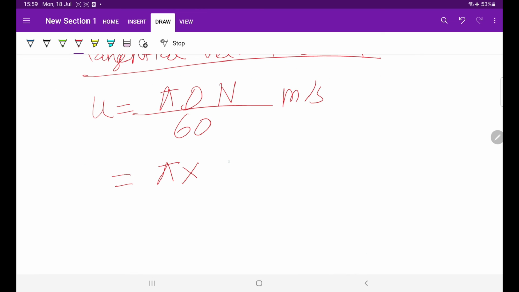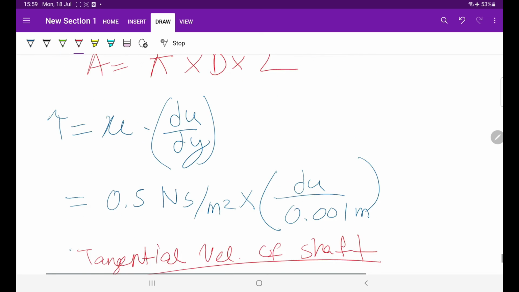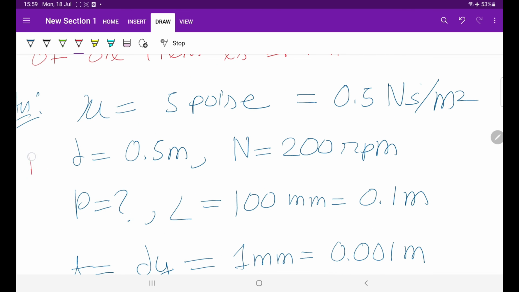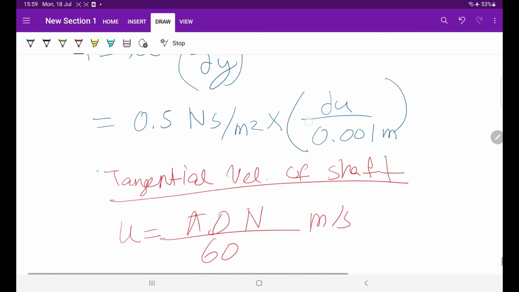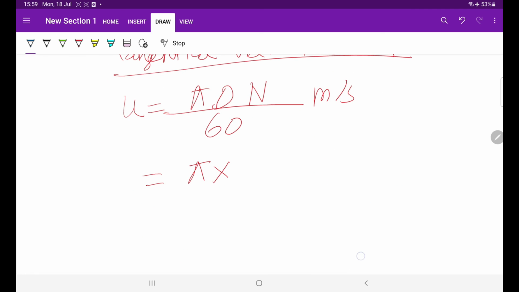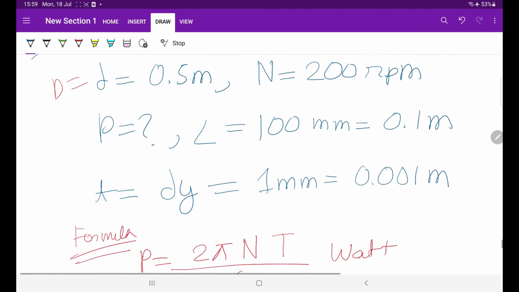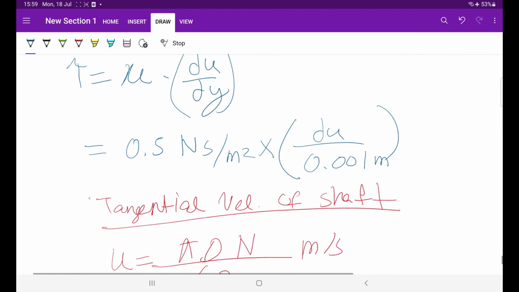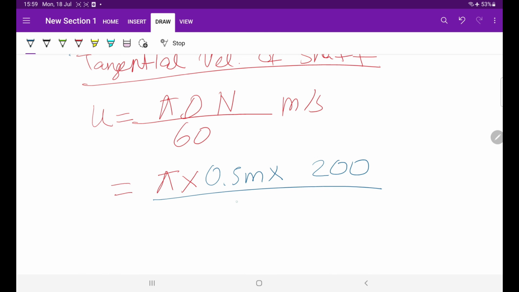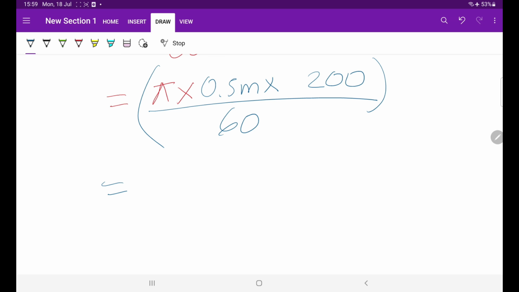So we'll simply write down the values. Pi into d, d is the diameter here, capital D or small d, is equal to 0.5 meter, into n in rpm. Here, as you can see, I have written in the given data n equals to 200 rpm. So 200 by 60. Let's calculate this: pi into 0.5 into 200 divided by 60.